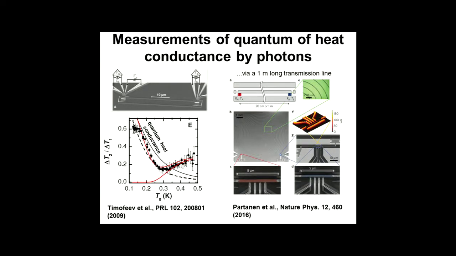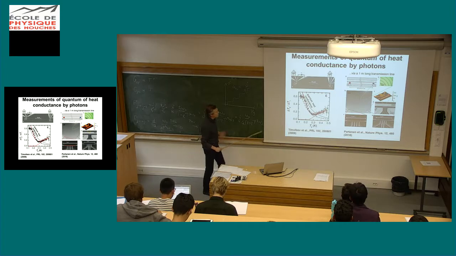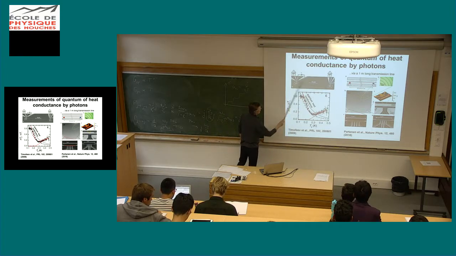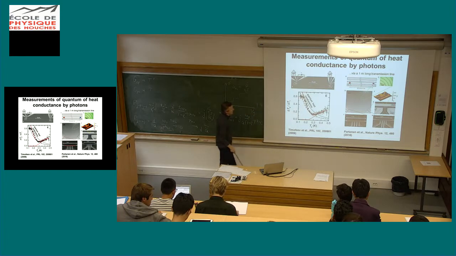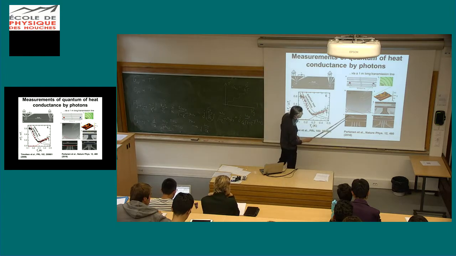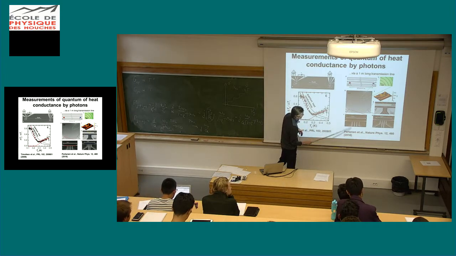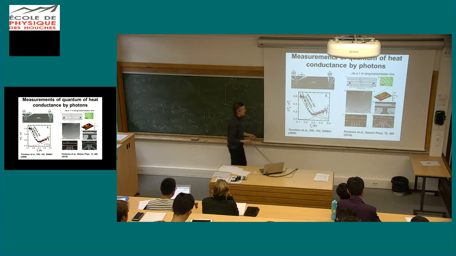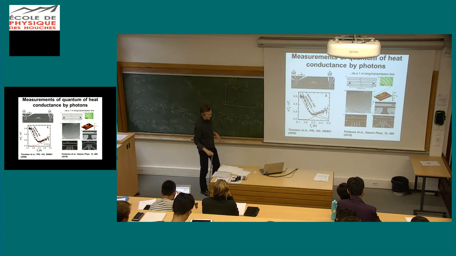Later on, there were experiments which really confirmed, within a few tenths of a percent, that the transport between the two resistors is this quantum of thermal conductance. Then a few years ago there was an experiment in another group where they showed that you can even make a transmission line, a long superconducting line which is even 1 meter long, with the resistors almost 1 centimeter apart from each other, and you can still have this quantum of heat conductance transported by photons.